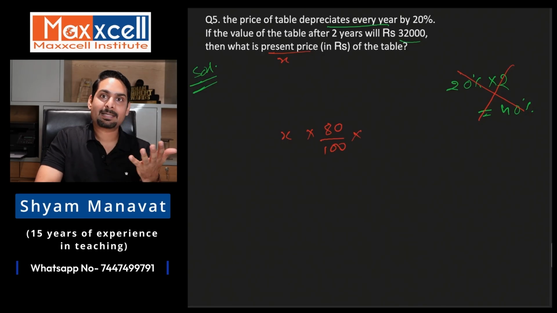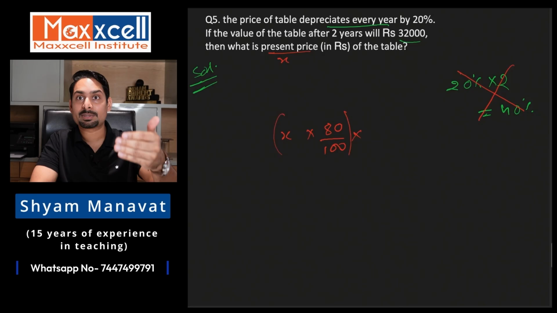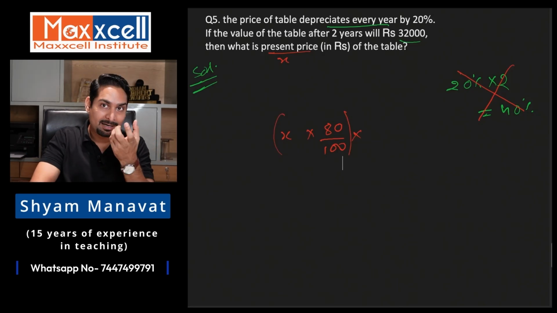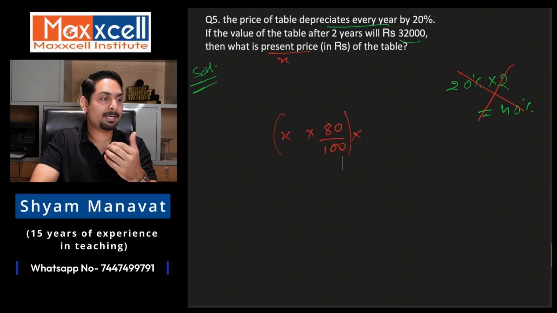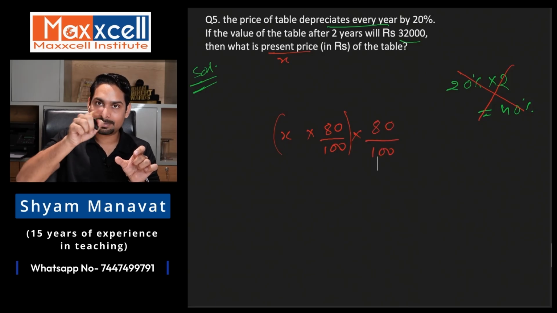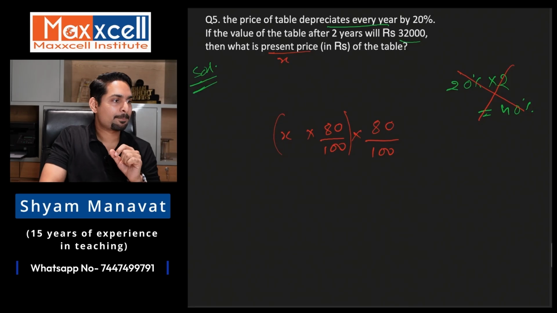Okay, then again depreciate. So this value, whatever you have after 1 year, that's called sequential increase decrease. That is decrease over decrease. So this value is going to decrease further by 20%. That means here you need to multiply this by 80%. Depreciate by 20%, 100 minus 20. That is equal to, as given, 32,000.